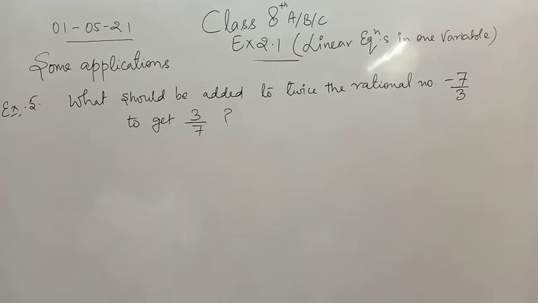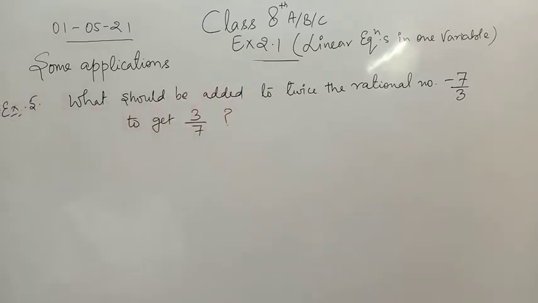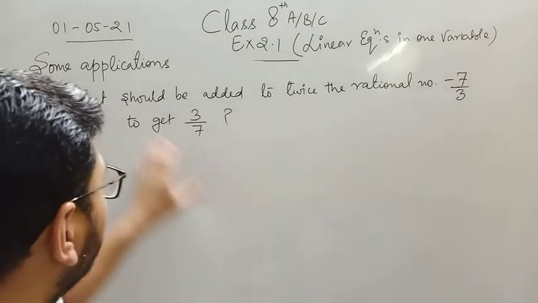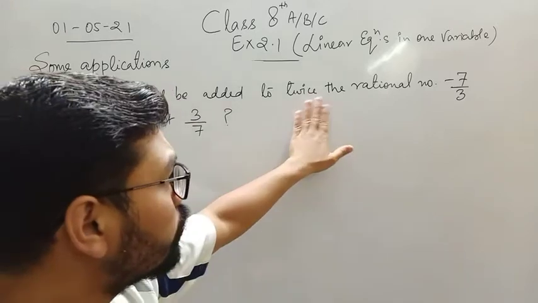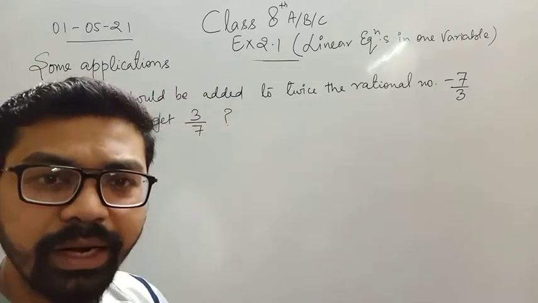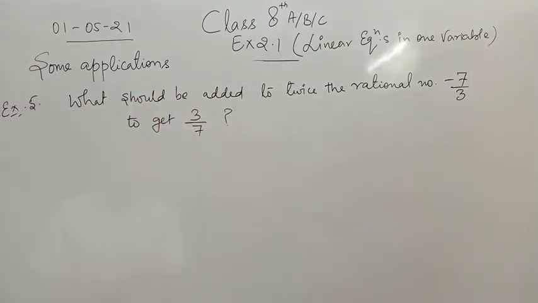So let's say, what should be added? I don't know what amount should be added to twice the rational number. So first I'll write what is given in the question. So what should be added?